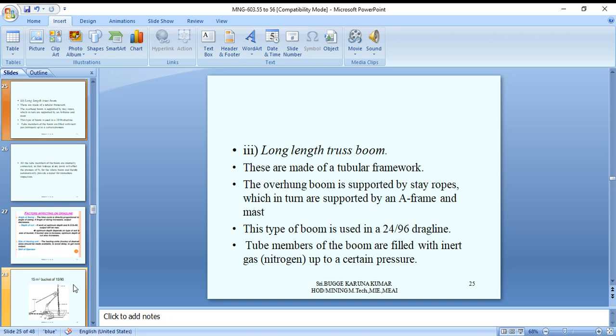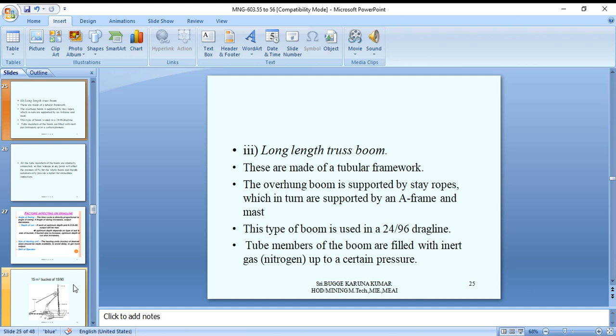Long length truss booms are made of a tubular framework. The overhang boom is supported by the stay ropes, which in turn are supported by an A-frame and mast. This type of boom is used in 24 by 96 draglines: 24 meter cube is the bucket capacity and 96 meters is the length of the boom.